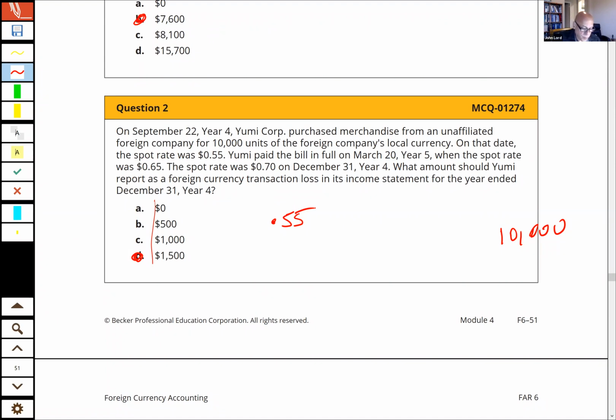Yumi paid the bill in full March 20th, year 5, when the spot rate was 65. Well, let's see when they want me to calculate this, because they tell me they paid it in year 5, but the spot rate was 70 on December 31st, year 4. What amount should Yumi report as foreign currency transaction loss in its income statement for the year ended? Oh, well, if it's year 4, then I'm going to ignore this nonsense about year 5. I don't even know what it was at the end of year 4 for year 5, because year 5 hasn't come yet, right? So exchange rates moved 15 cents against us, times the 10,000 units, which means I have a $1,500 loss.